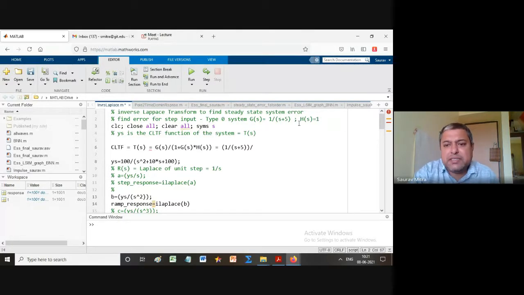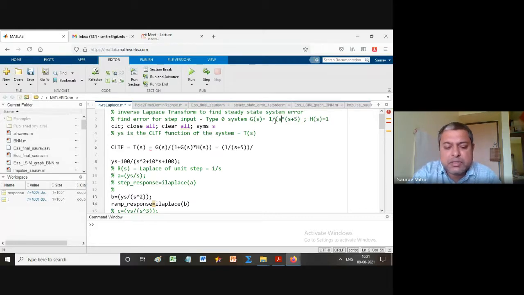So what is GSHS? GS is equal to GSHS equal to 1 by S plus 5. In that case the open loop transfer function does not have any pole at the origin. That means it is a type 0 system. This is a very important thing, type 0 system. How can you make it a type 1 system? Just multiply by S here. So this becomes a type 1 system.